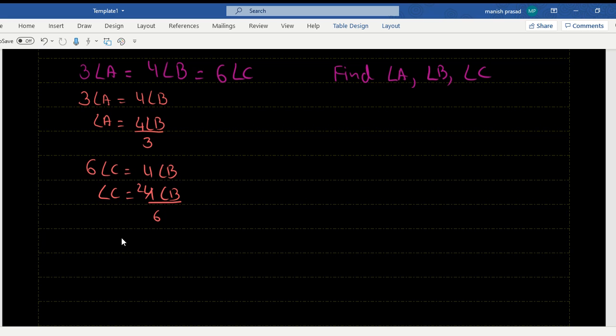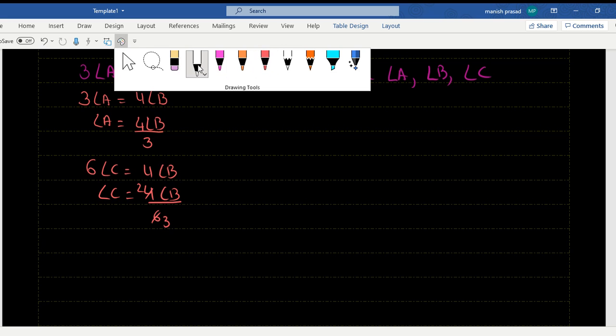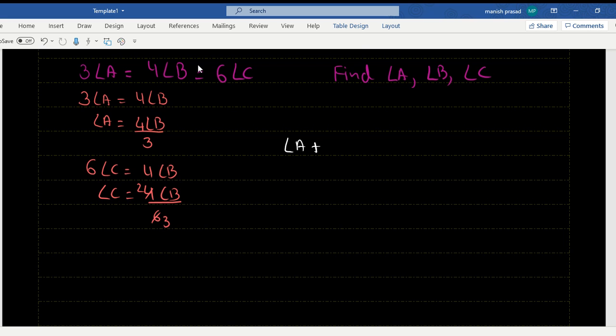So 2 2s are 4, 2 3s are 6. Now we know that angle A plus angle B plus angle C is equal to 180 degrees. Angle A comes as 4 times angle B by 3, angle B is angle B itself, and angle C is 2 times angle B upon 3. So what I basically did was convert everything to one variable, that is angle B.